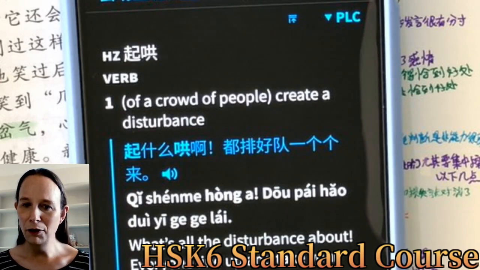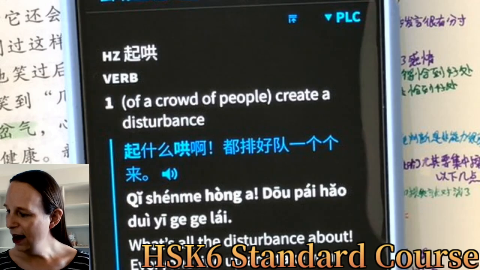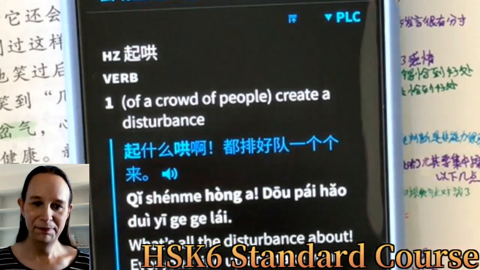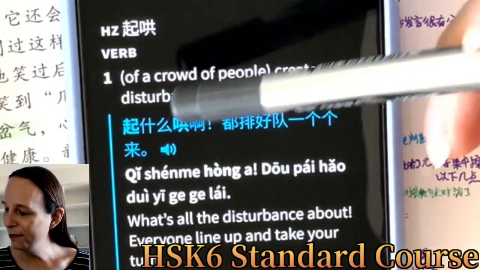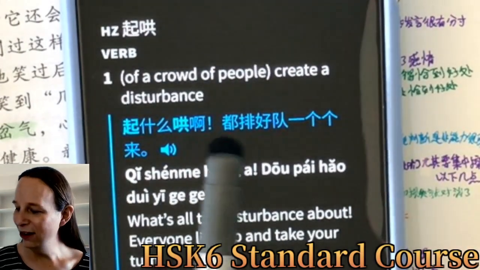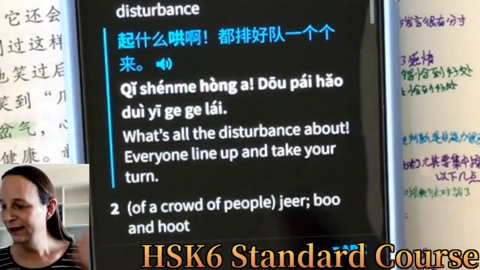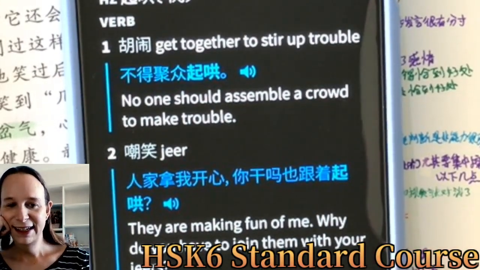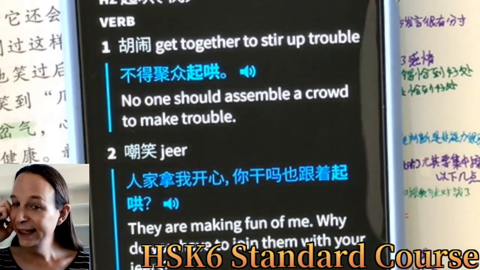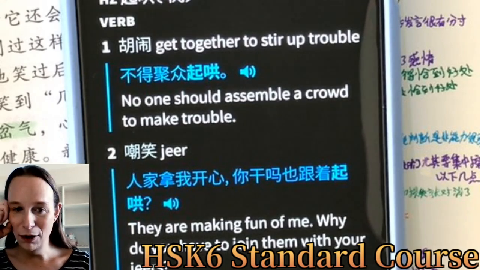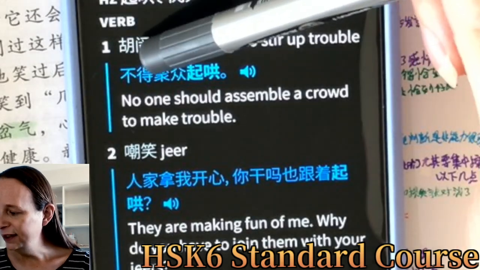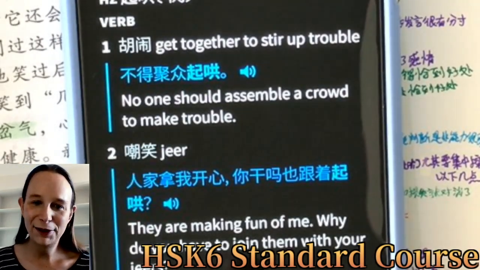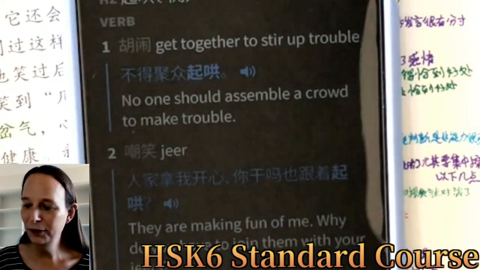起什么哄啊? 都排好. 排好队，一个个来. Okay, so 排队 meaning to queue up in this case. 起哄. So both 起哄 and 排队 are used separately. So this is a separable verb, it seems. So maybe the 起 is 起 plus 作用 the 起. But here it's 起哄. Okay. 不得聚众起哄. Alright. You're not allowed to 聚众, form groups, 起哄, cause disturbances.